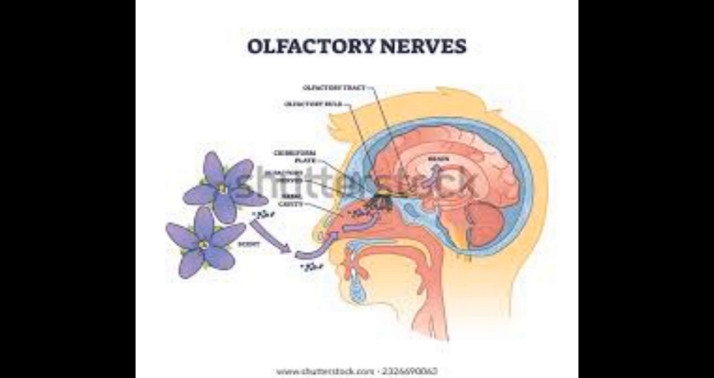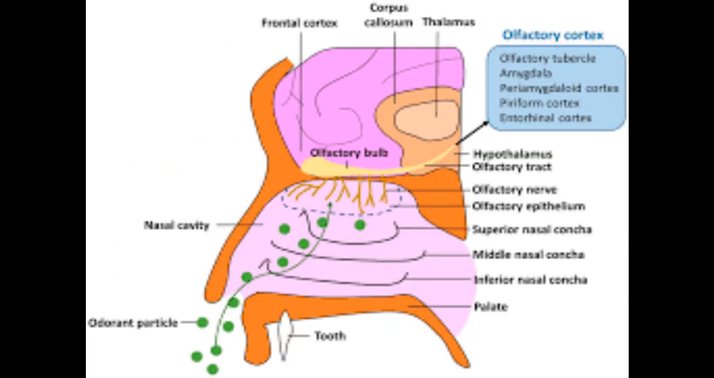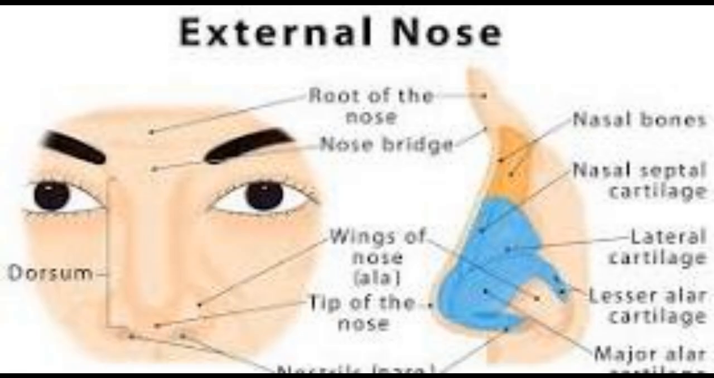1. Air intake, the nostrils allow air to enter the nasal cavity. 2. Filtering, the nostrils and nasal hairs help filter out large particles, such as dust and debris. 3. Protection, the external nose provides some protection to the delicate internal nasal structures.